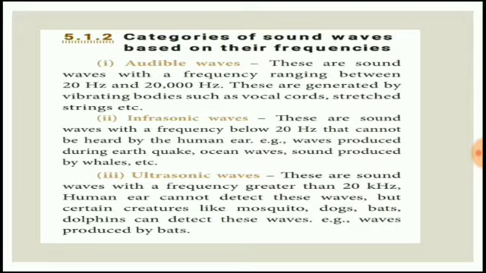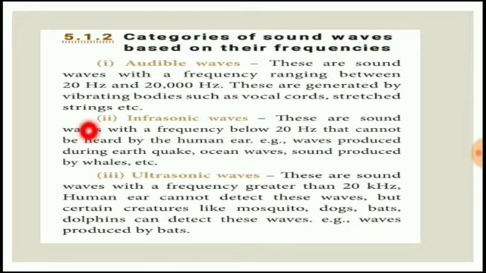And now come to infrasonic waves. Second one is infrasonic waves, right? These are sound waves with a frequency below 20 hertz, that cannot be heard by the human ear. Example, waves produced during earthquakes, ocean waves, and sound produced by wind, etcetera.